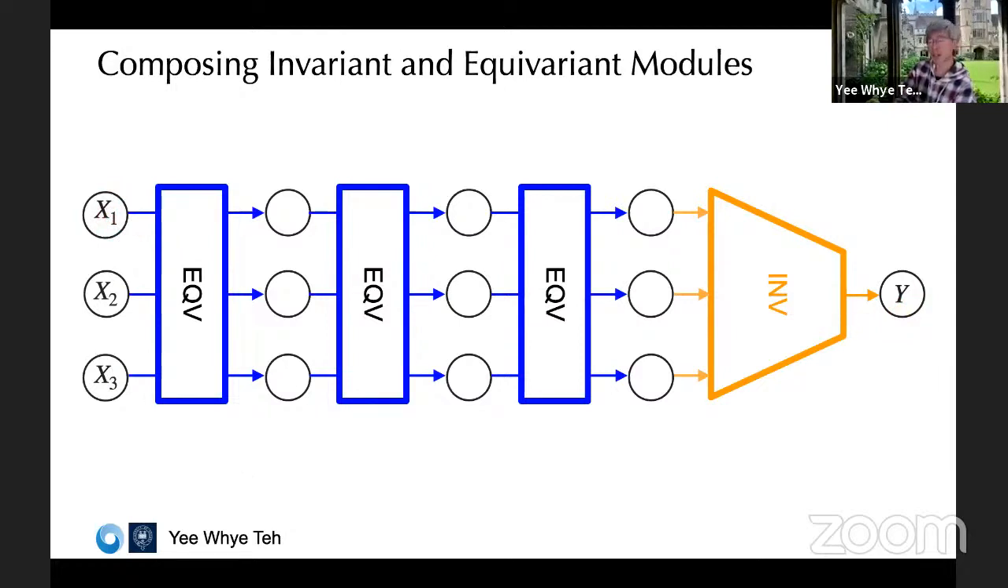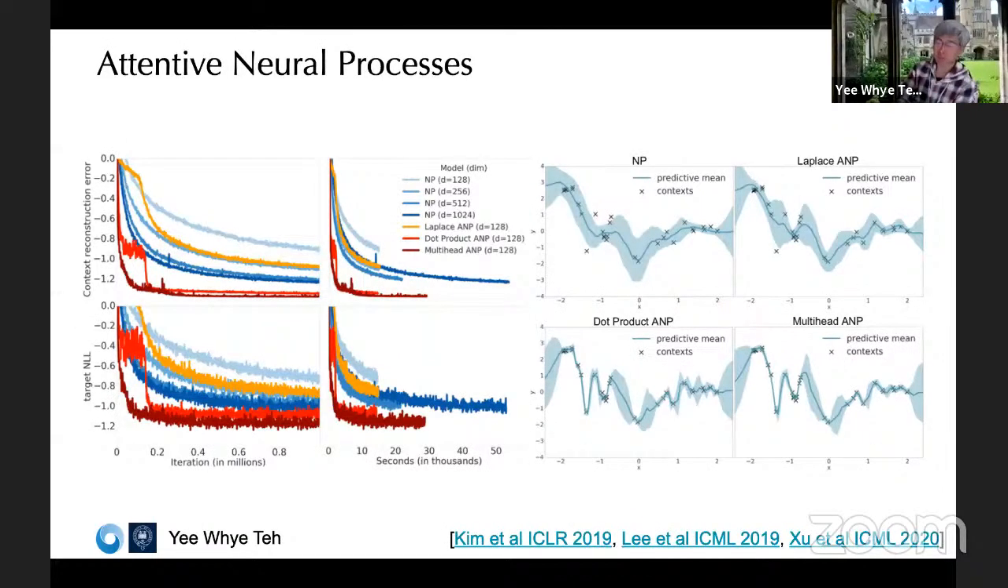Okay. And this gives us, in a sense, a language to construct quite complicated neural networks which are invariant or equivariant with respect to permutations of some input sequence. And that's what's done in a few pieces of work that I was involved in. This one is called attentive neural process, where it's a neural process architecture, but the input process is a stack of multiple permutation equivariant modules composed of self-attention layers from the transformer architecture.